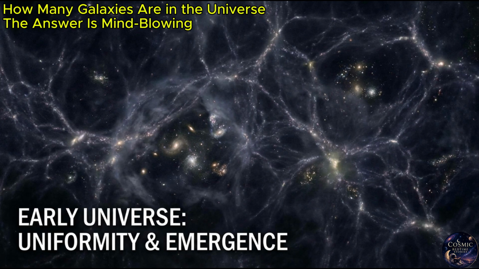The relationship between observed galaxies and total galaxies depends heavily on detection limits. Even the most powerful telescopes cannot observe the faintest or most distant systems directly. As a result, a significant portion of the galaxy population must be inferred rather than observed. This inference is grounded in physical models of galaxy formation and evolution.